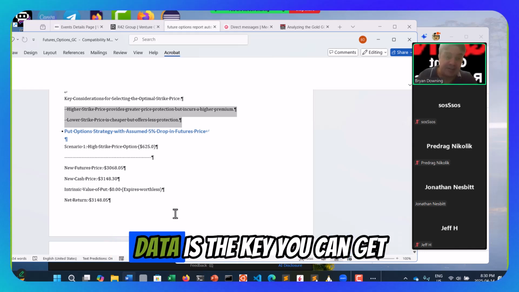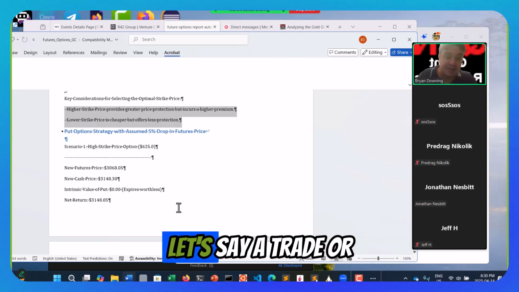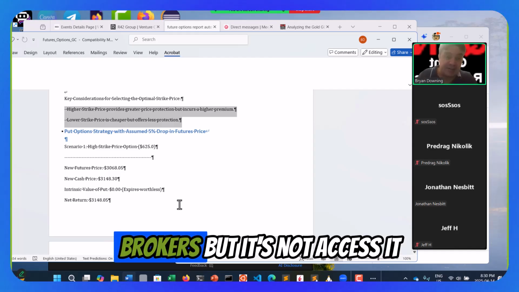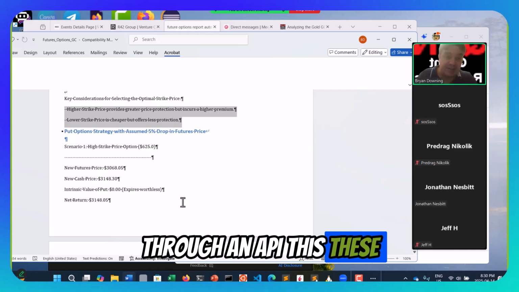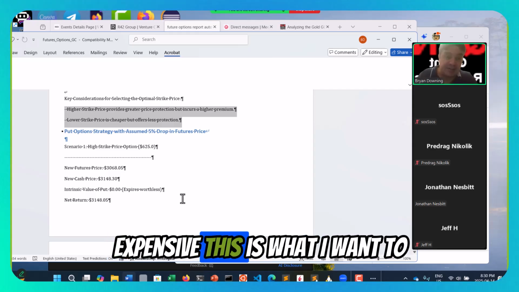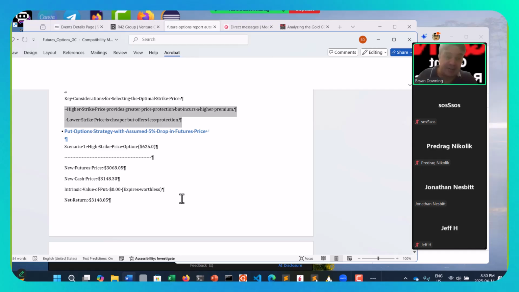The options chain data is the key. You can get access to it by eyeballing it in, let's say, Trader Workstation at Interactive Brokers, but you cannot access it through an API. The exchanges are protecting that. You have to pay for that, and as I keep saying, that's very, very expensive. This is what I want to show you in this particular asset, oil.